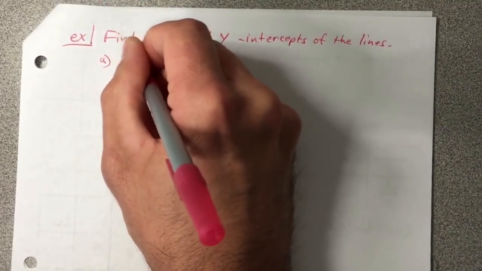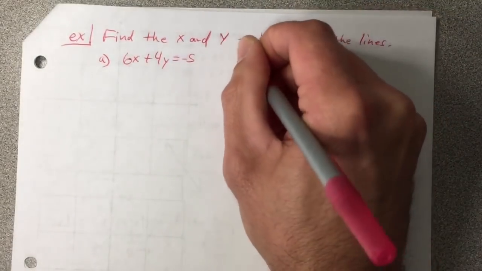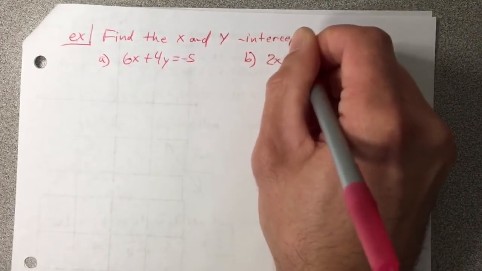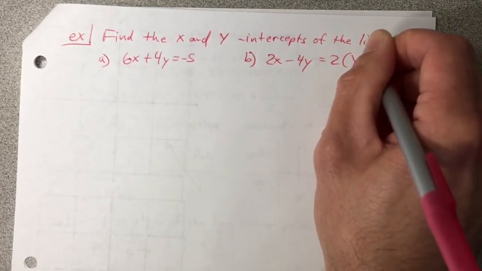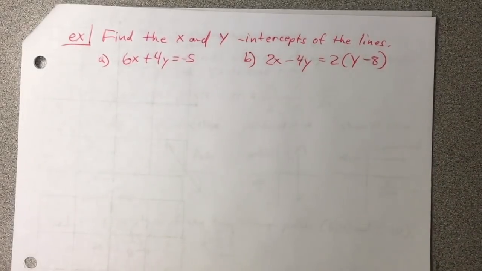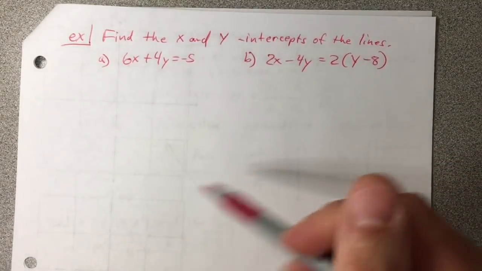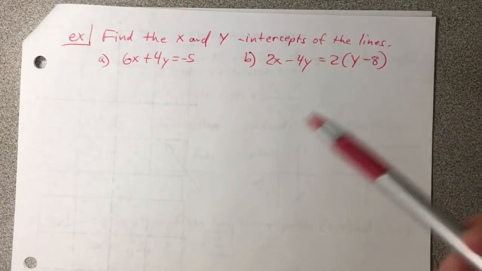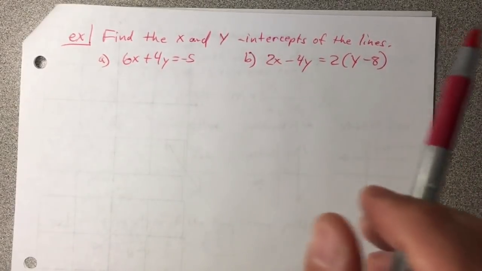We've got an equation of 6x plus 4y equals -5. And B, our equation is 2x minus 4y equals 2 times (y minus 8). And we want to find the x and y intercepts of these lines. Well, we could get the y-intercept by rewriting them in slope-intercept form, because the intercept in slope-intercept form is a y-intercept. But that doesn't help us get the x-intercept whatsoever.